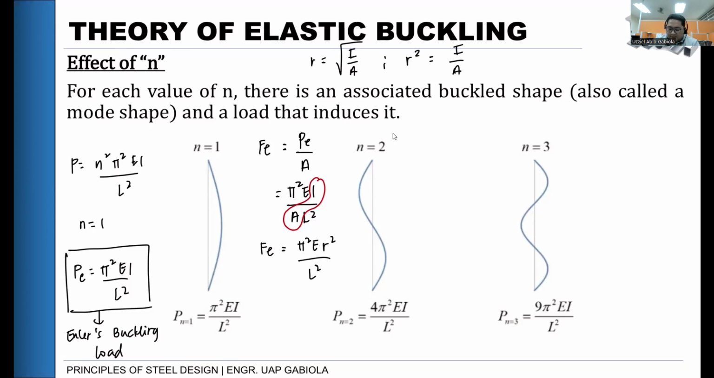And then, nire-rearrange lang siya ng code, ginagawa siyang pi squared E, tapos nilalagay lang sa ilalim yung r. So, pi squared E over (L over r) squared. And this is our stress. And ang tawag dito is Euler's buckling stress.